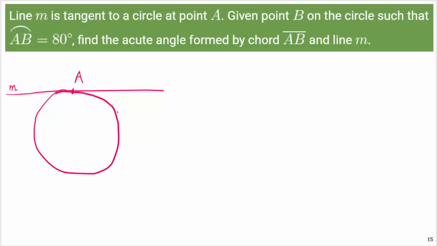So this is line M. Given point B on the circle such that arc AB is 80 degrees, can you find the acute angle formed by chord AB and line M? So we are trying to find this angle here. I'll give you 1 minute to think about this question, okay? And then we'll have a look at the solution together.